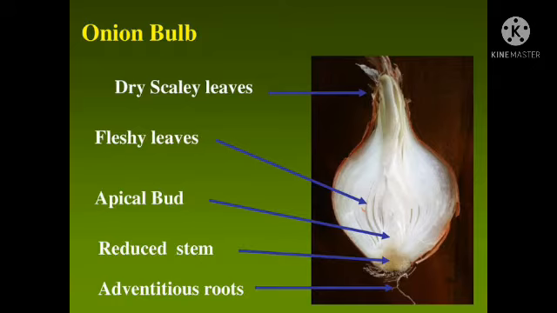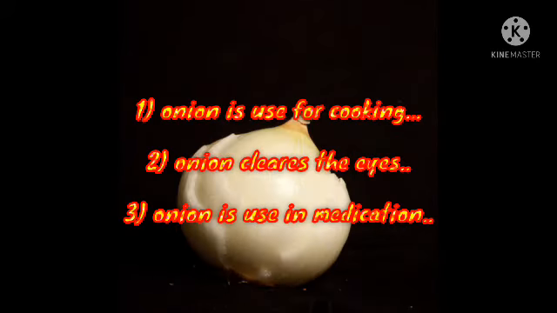I'll come again. The fleshy leaf is the part mainly used for cooking. So these are different parts. The scaly dry leaves are used to protect the inner part of the onion bulb, which is the fleshy leaf part. So these are some parts and functions of the onion bulb.